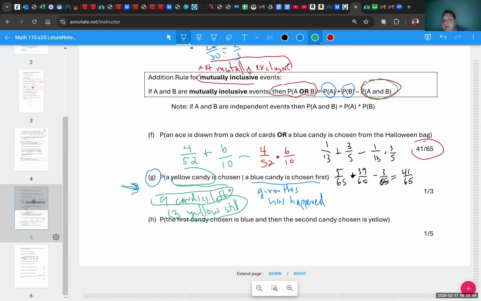So what is the probability that a yellow candy is chosen? Well, there are 3 yellows. I ran out of room here, sorry. 3 yellows, so this is equal to 3 out of 9 possible candies, which simplifies to be 1 out of 3.